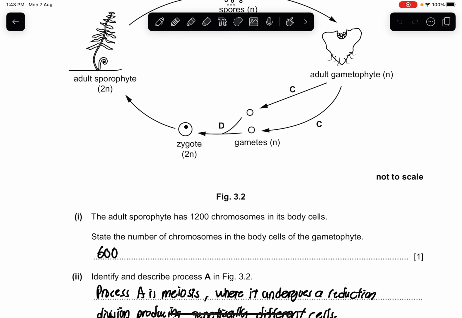Okay. Part 1. The adult sporophyte has 1,200 chromosomes in its body cells. State the number of chromosomes in the body cells of a gametophyte.